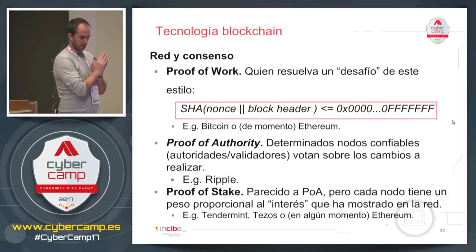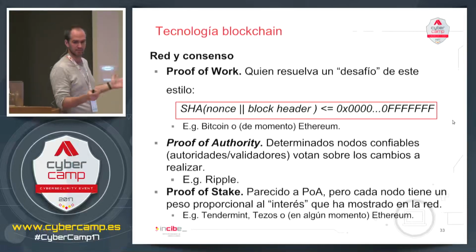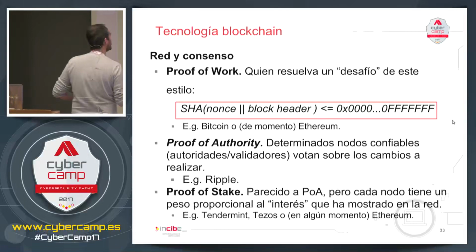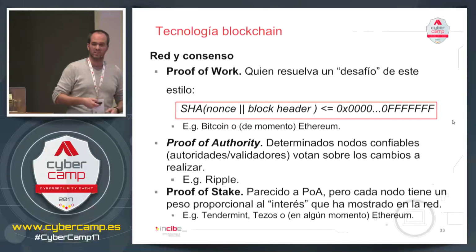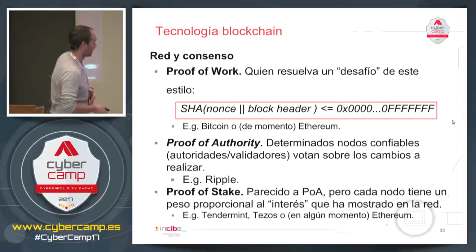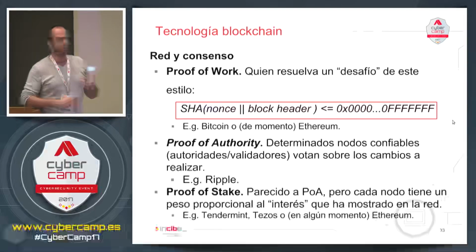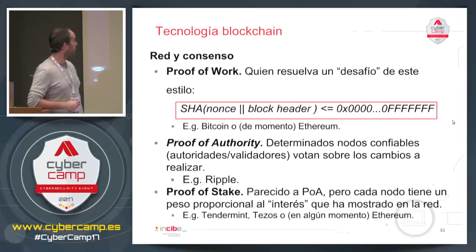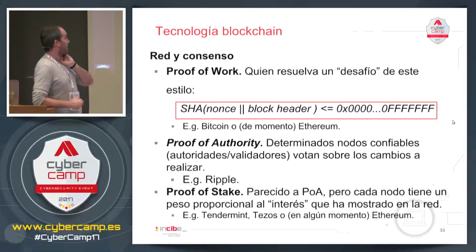Okay, and now let's go to consensus algorithms. There are three main ones. Of course, there are a whole series of varieties, but the three main ones. We've got proof of work, proof of authority, and proof of stake. Bitcoin uses proof of work, and Ethereum as well, which will migrate to proof of stake in about a year or so.